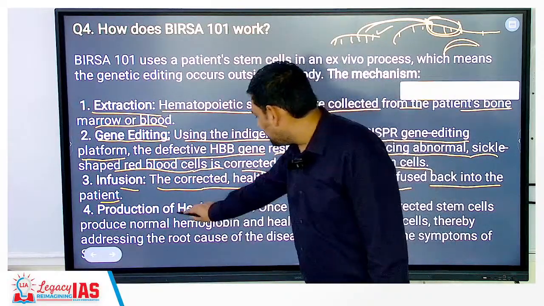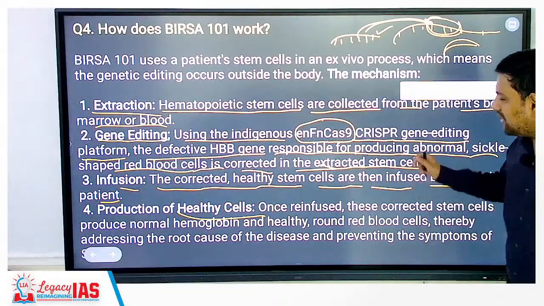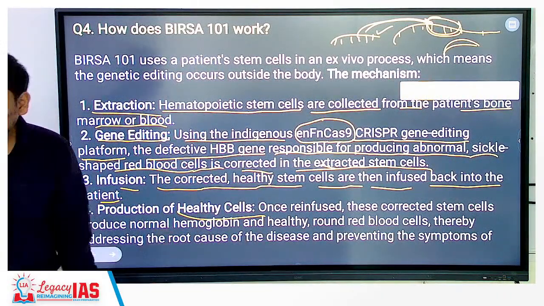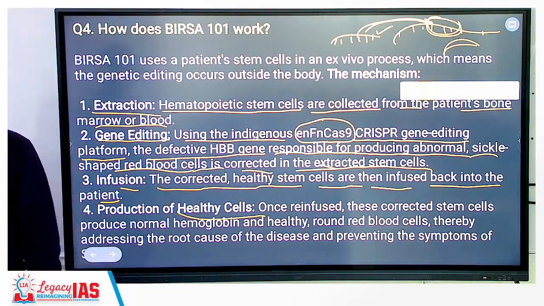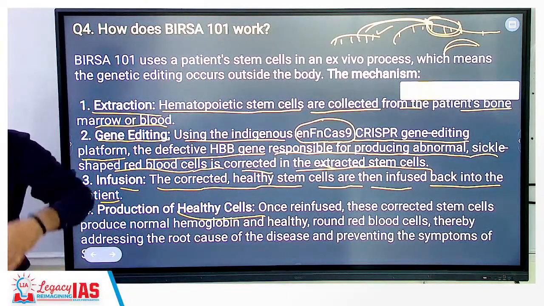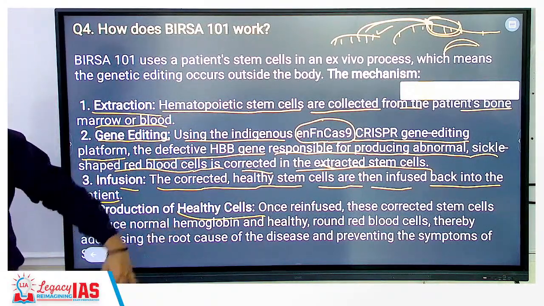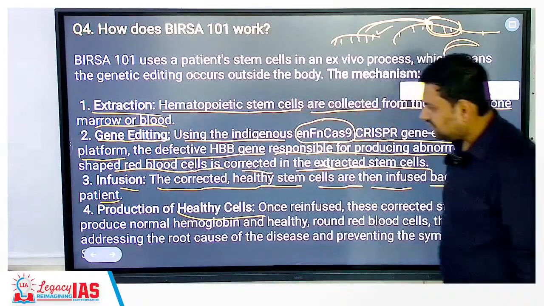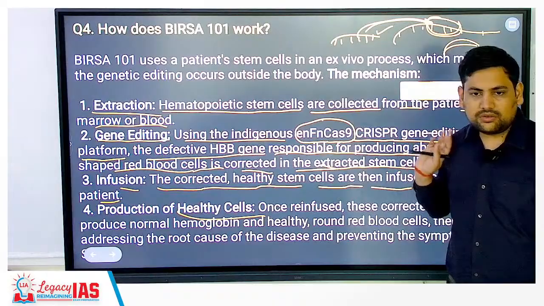Finally, production of healthy cells will be done by those stem cells. Now they are claiming that it will be a one-time thing, which I don't think would be one time. It will take several times, because you will have to introduce more and more stem cells, then some biological issues may be created, then it may be done 2-3 times. But right now they are claiming that it will be one time. In one time they will be treating it. So we will consider it to be correct. Then once reinforced, it will lead to healthy cells, like it was happening in donor's case.